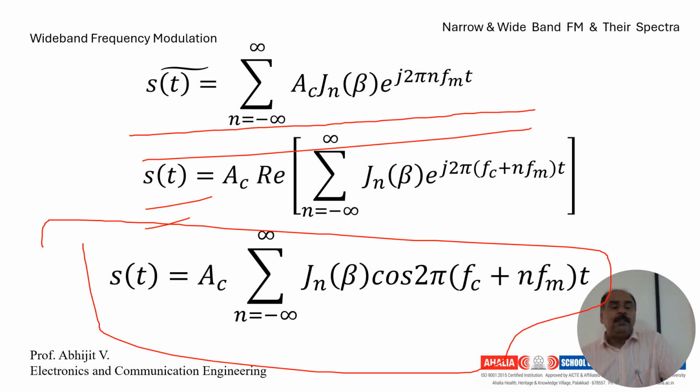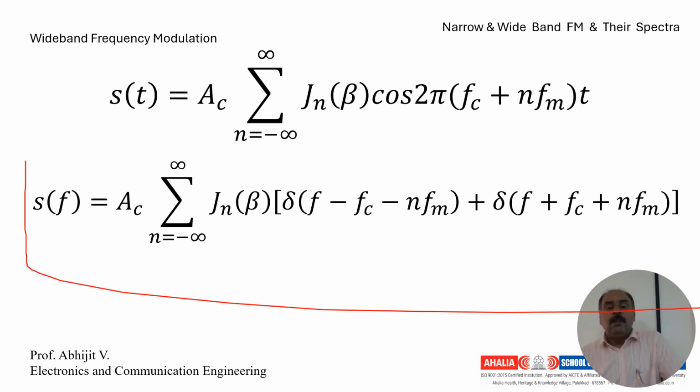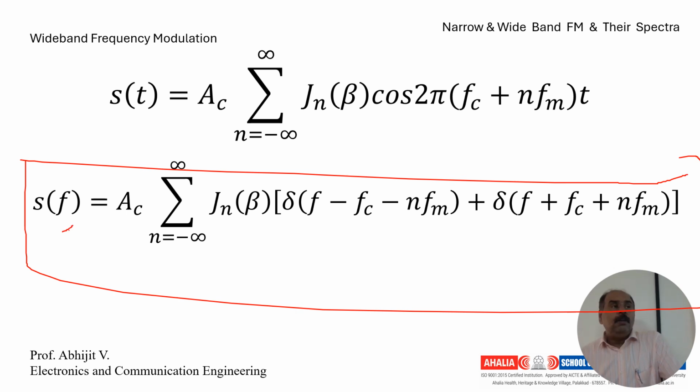So from this, converting this into the frequency domain, we get S of f is equal to Ac over 2, the sum from n equals minus infinity to infinity of Jn of beta times delta of f minus fc minus n fm plus delta of f plus fc plus n fm. Quite easy to remember, right? This is the equation for the wideband frequency modulated signal.